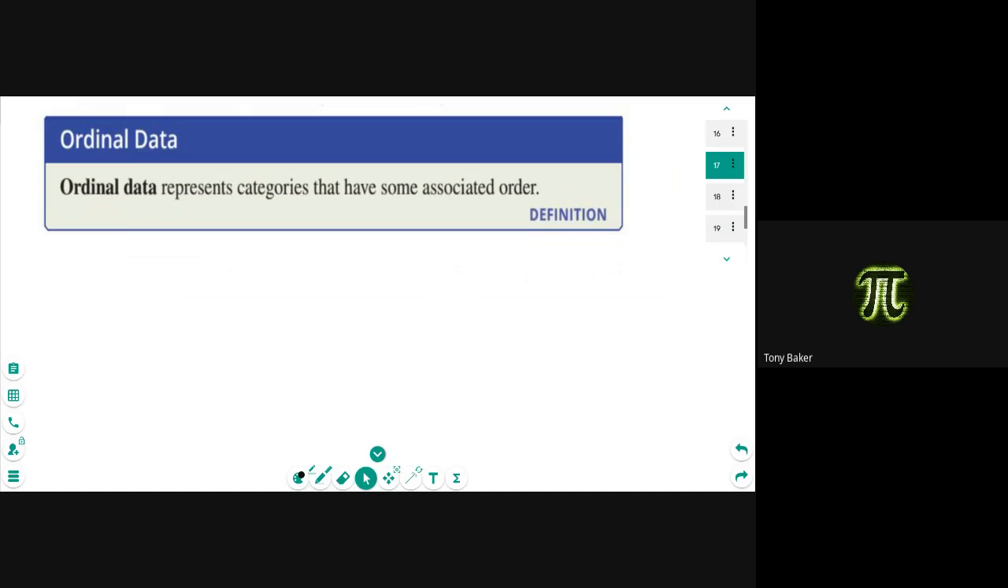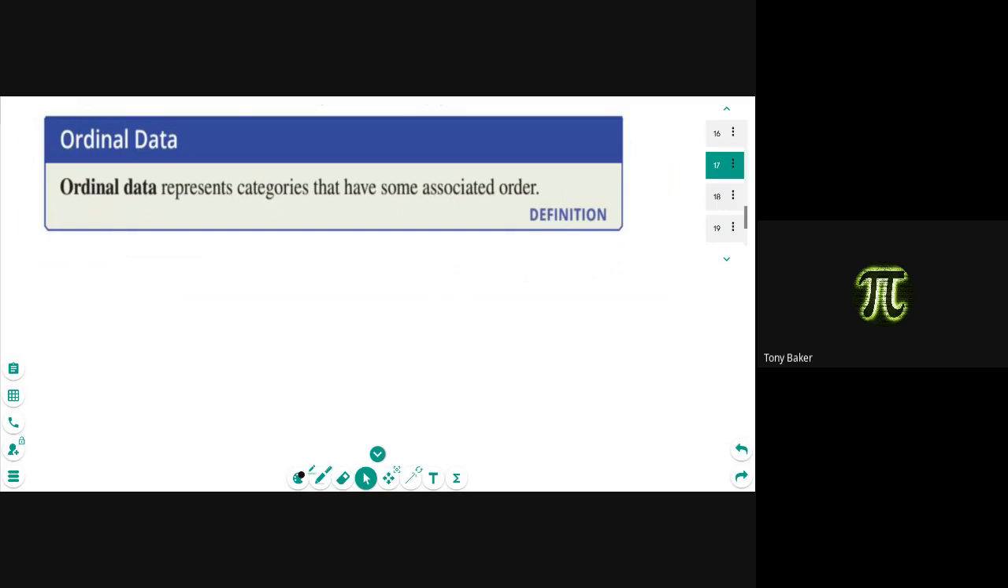Heights. If I took everybody's height in here and put those in order, that would have some meaning. But it's ordinal data because the big piece, the difference between these and the next one we're going to talk about, is that adding and subtracting them wouldn't have any meaning. Subtracting your heights doesn't give any real information.